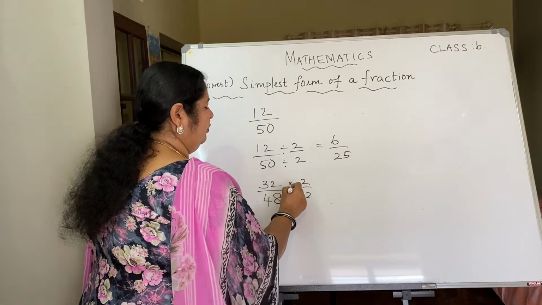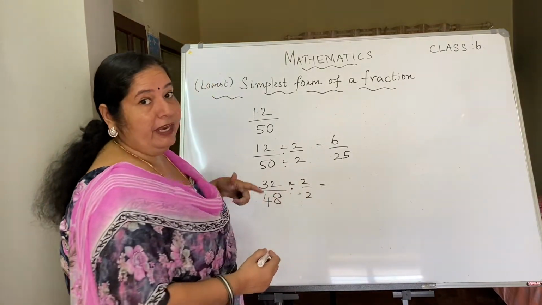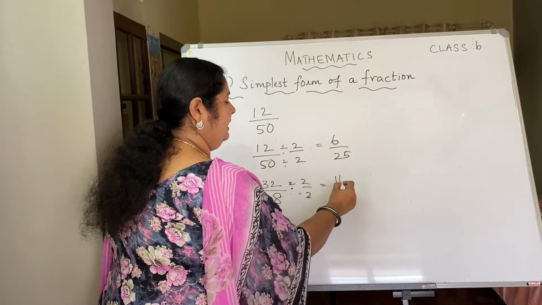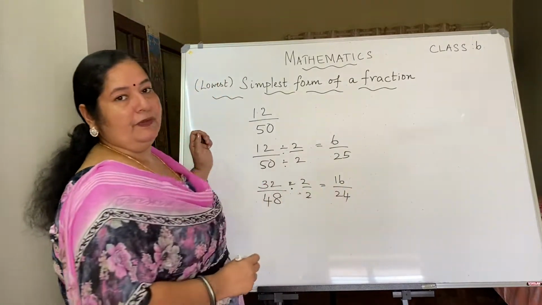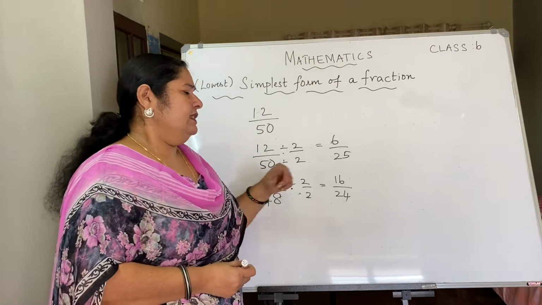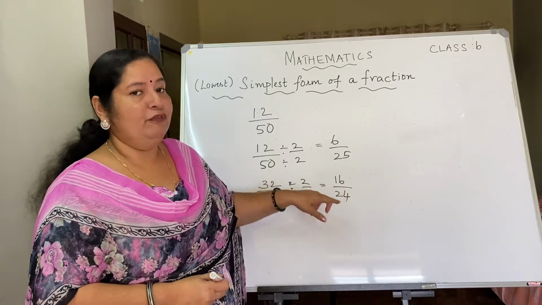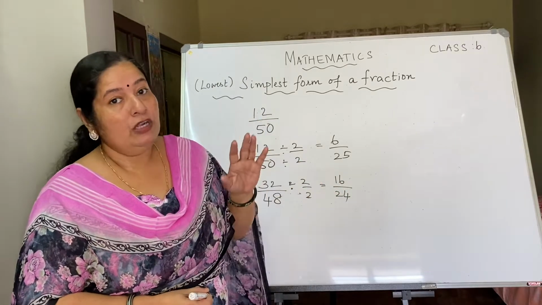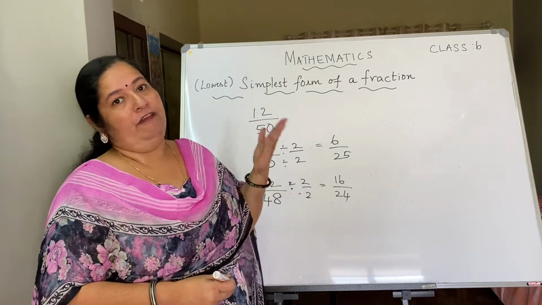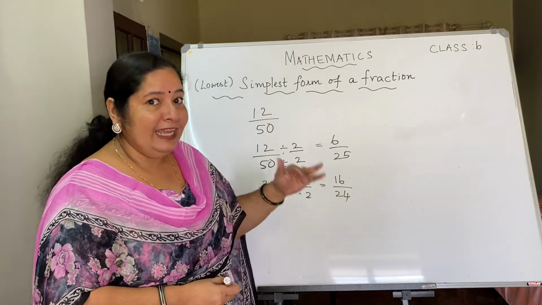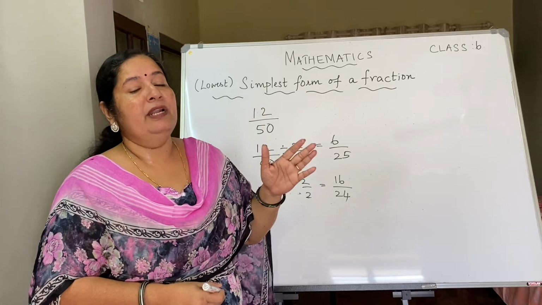So dividing both 32 and 48 by 2, what do you get? 32 divided by 2 is 16 and 48 divided by 2 is 24. 16 by 24. Now 16 by 24, again the units place digits are 6 and 4, which are even, which means they are not coprimes. They have 2 also as a common factor. So what do you do? Again go for dividing.